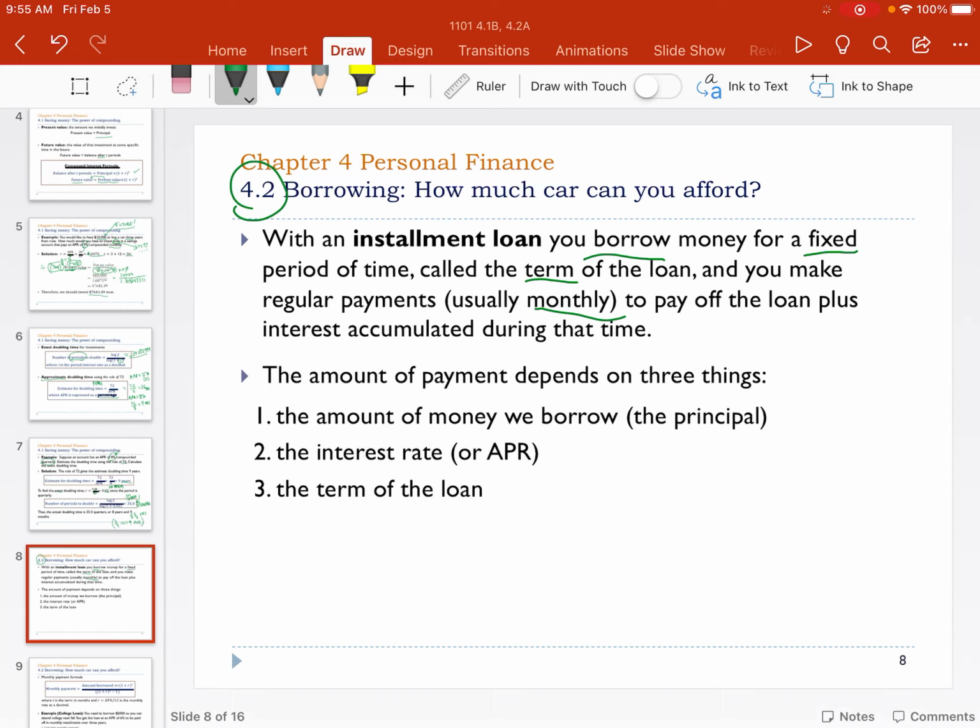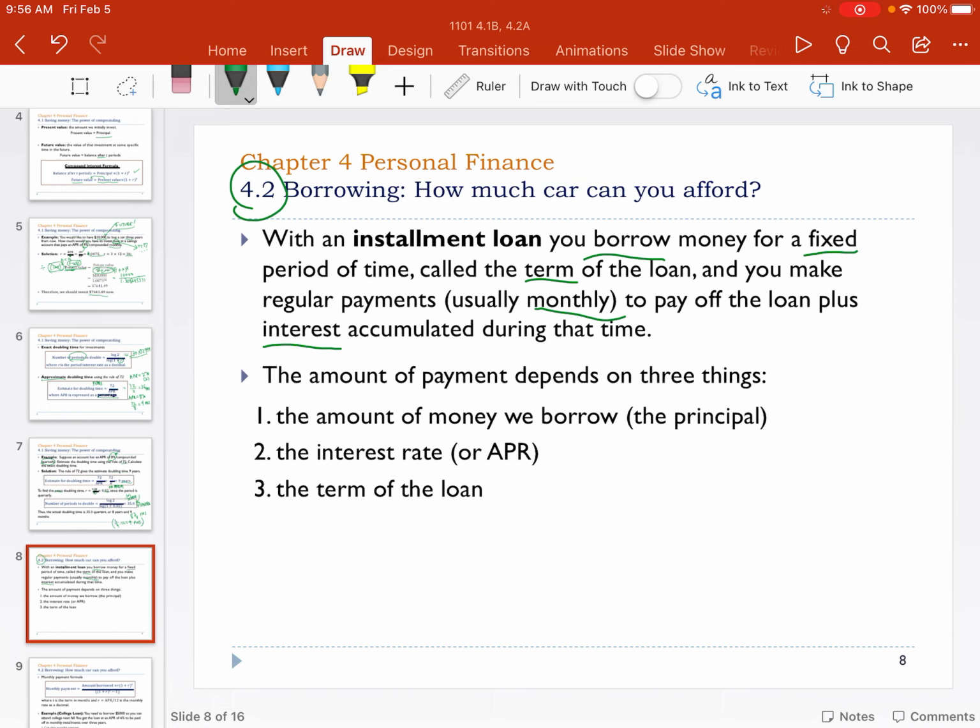So 4.1 is open-ended as far as the time period. 4.2 will stay monthly, I believe, every single time. Anyway, to pay off that loan plus interest, because they're going to get their interest accumulated during that time. And it's not simple interest either. They'll never want the simple interest. They always want the maximum pay, which is compounded. That's just the deal nowadays. Back in the 1700s, it might have been different.